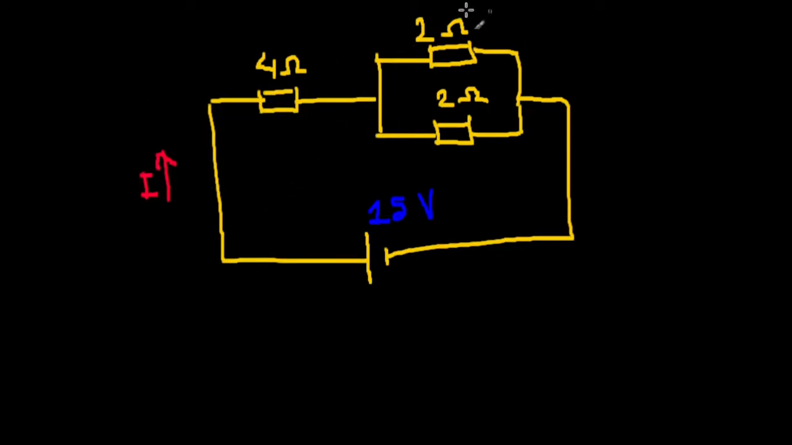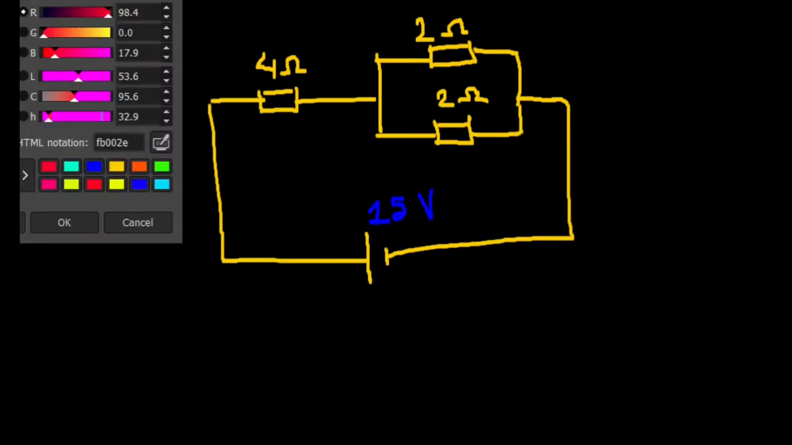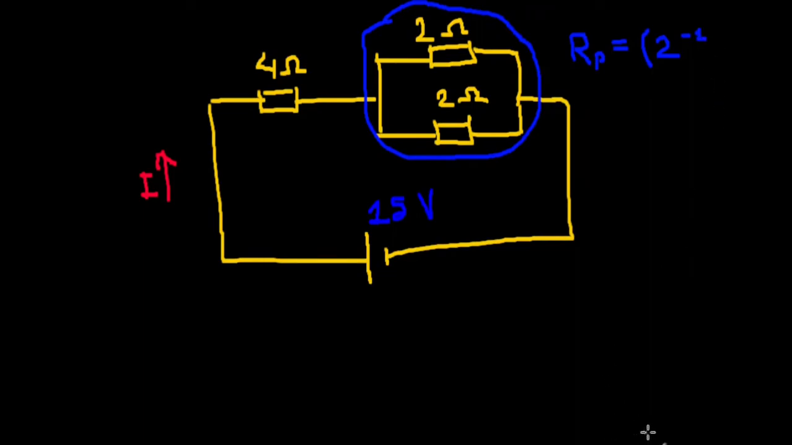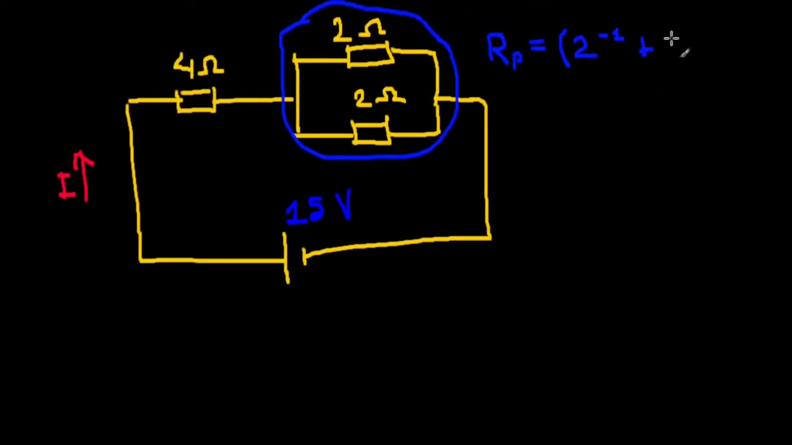Okay, so let's first find, well, here you can see there's a parallel combination, right? Just this much, not the whole thing. This is a parallel combination, and this resistance, let's write it as R sub P, is going to be 2 inverse plus 2 inverse, and the whole thing inverse. Alright, you can check it out. It's going to be 1 ohm. Half plus half is 1, and then you take the reciprocal, still going to be 1.